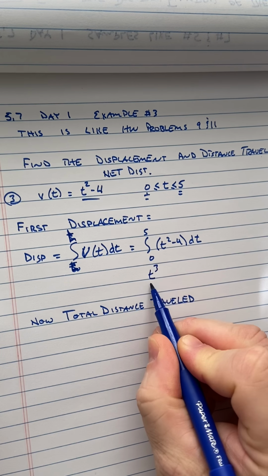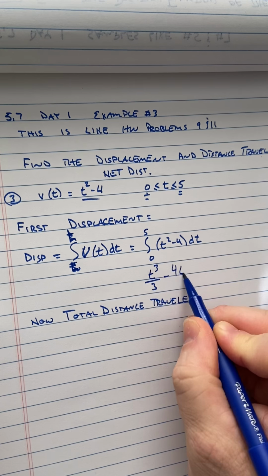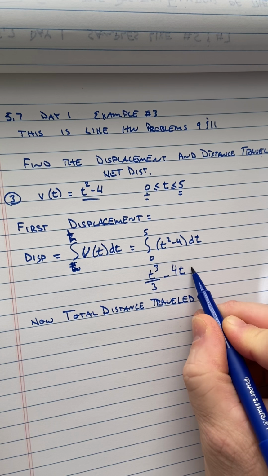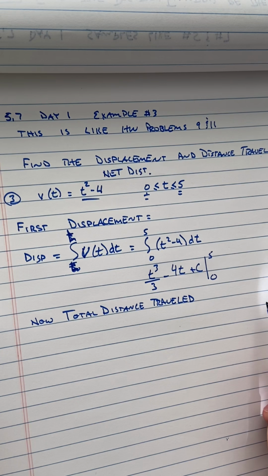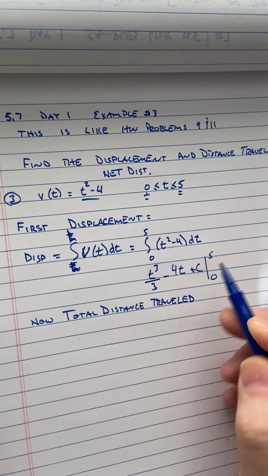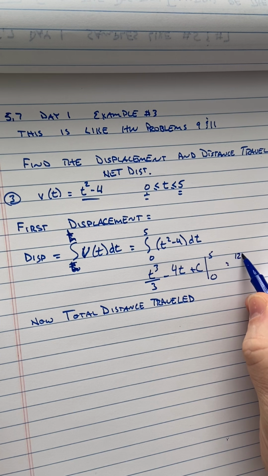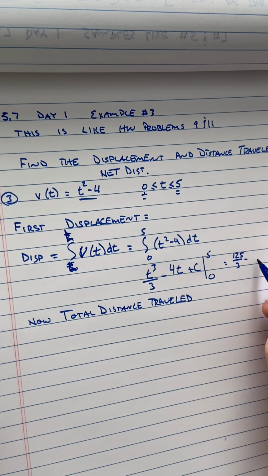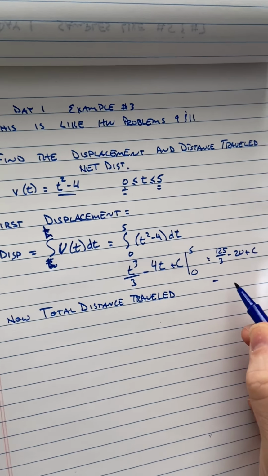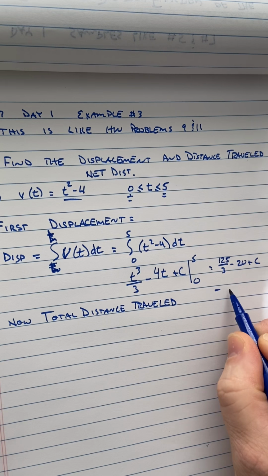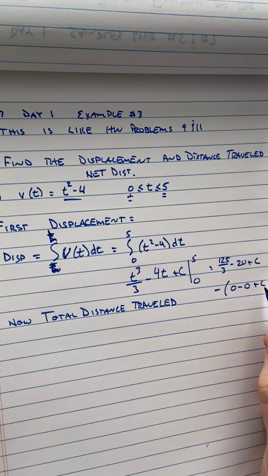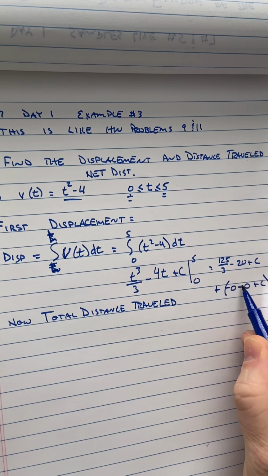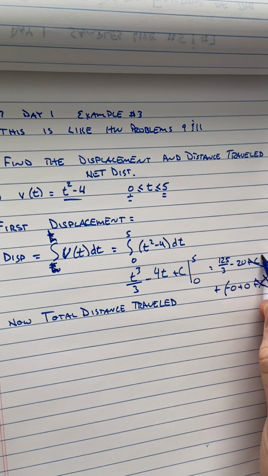Raise the power, divide by the power. Raise the power, divide by the power. And who cares about your constant, because we've got a definite integral here. So we throw in 5. I'm going to run out of room. Minus what you get when you throw in 0. When you distribute that, boom, boom, boom, the C's cancel.